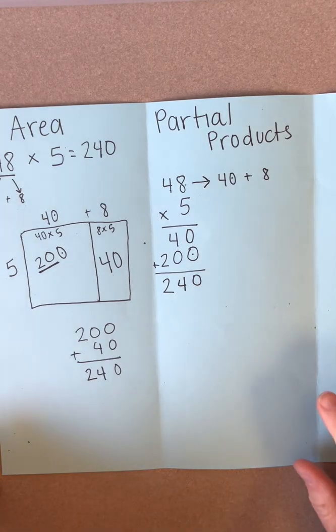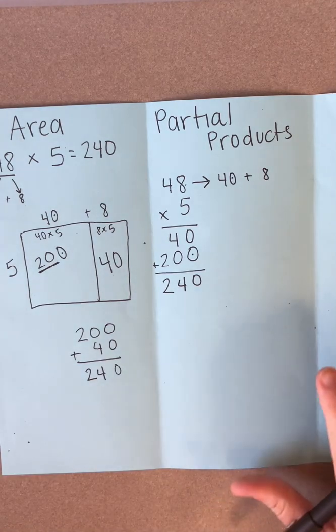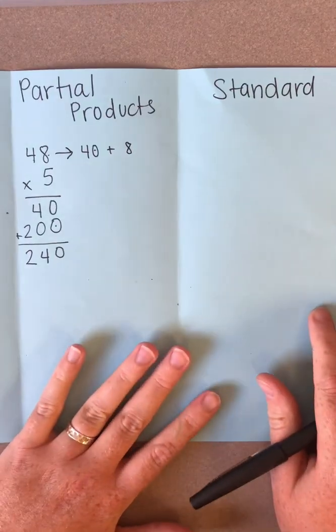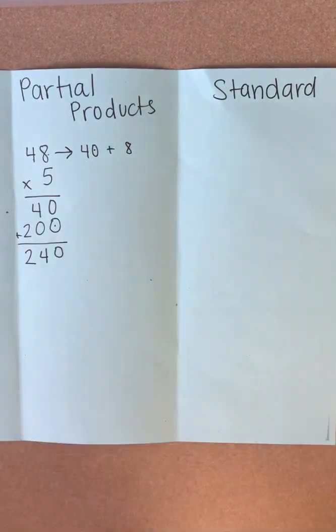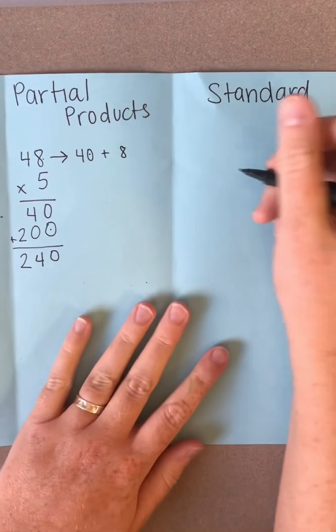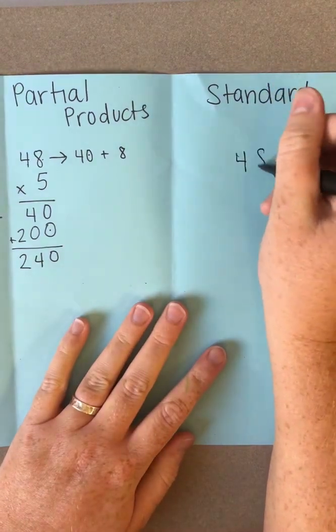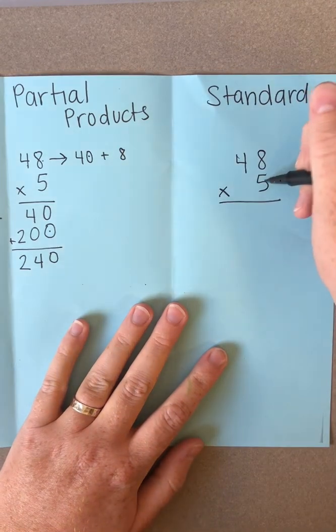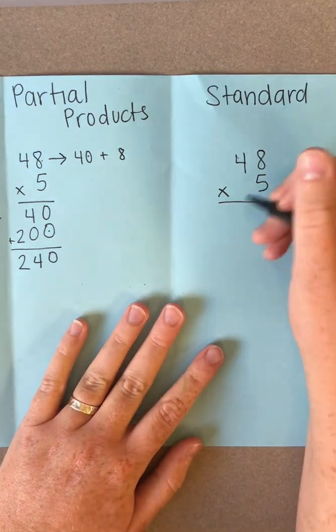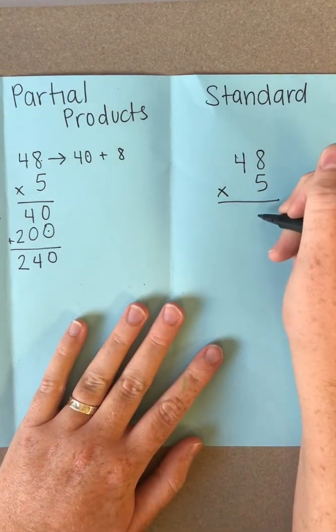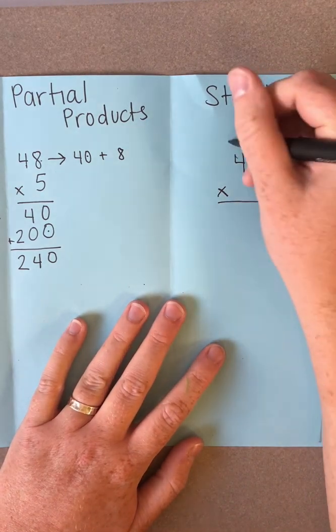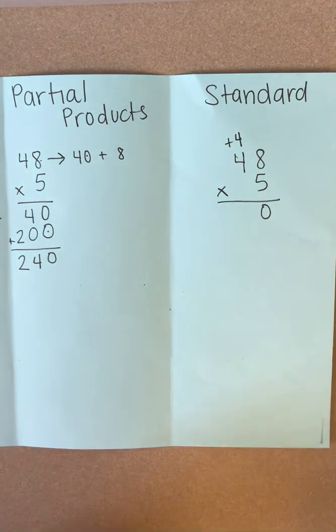Now practicing that with standard algorithm. So this is the way we usually multiply, the way you should be doing it in 4th grade. We have 48 times 5. 5 times 8 was 40, but instead of writing 40 down here like we did in partial products, we're going to put our 0 down and put our plus 4 up here.